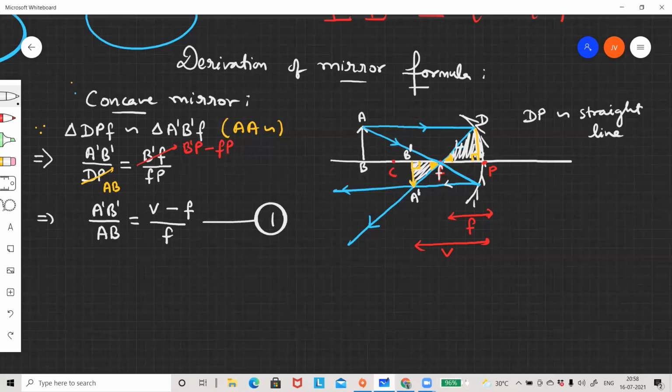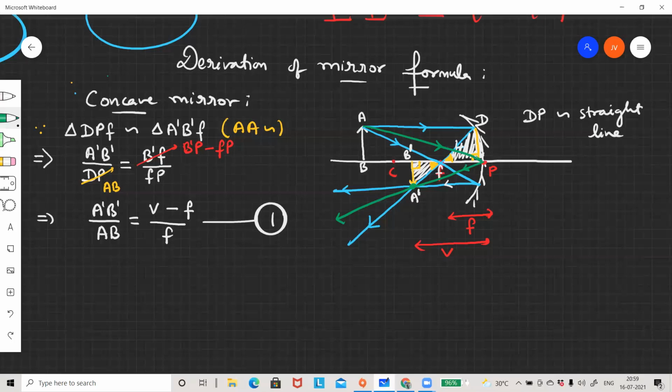Right, so we can consider, I'll take up from the object the fourth rule: a ray of light incident at the pole obliquely is reflected obliquely, but the point of intersection of all the reflected light rays should be the same, at A prime.